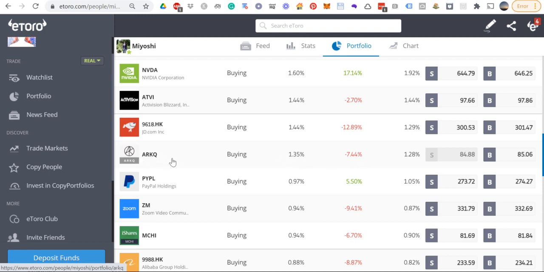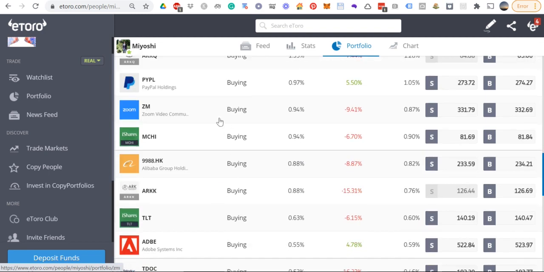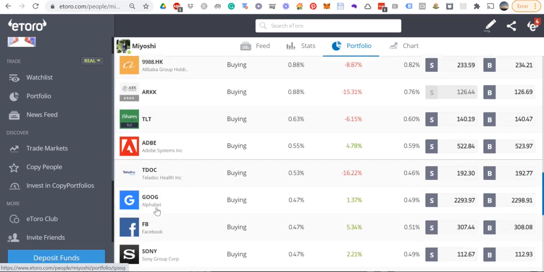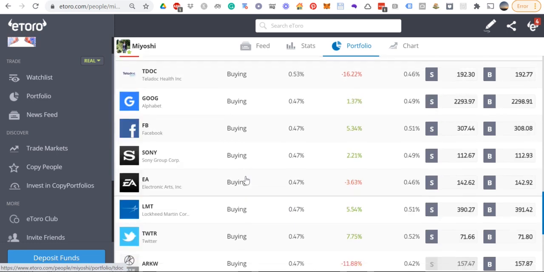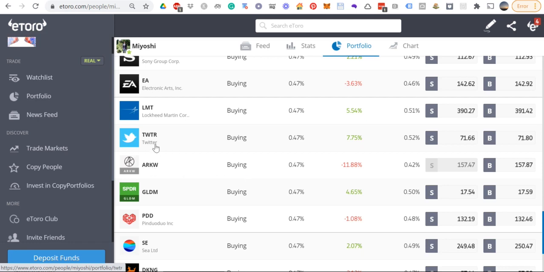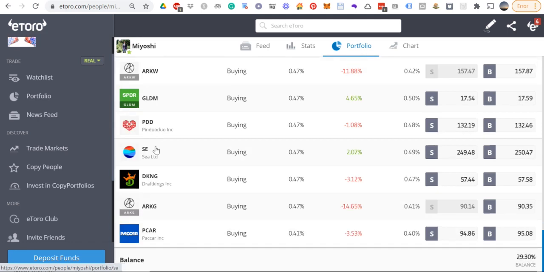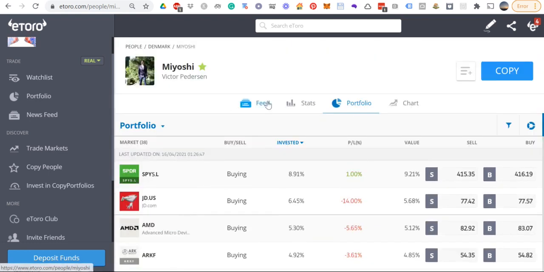ArcQ, PayPal, Zoom. It's a bit of a FANG, Alibaba, Arc, Google, Facebook. Okay, maybe he's done well to diversify or get the portfolio allocation down for those, but still it's a bit of a FANG. ArcW, Twitter. It's a bit of a FANG portfolio for me. So I think that will struggle over the coming year, and certainly next year, I believe.